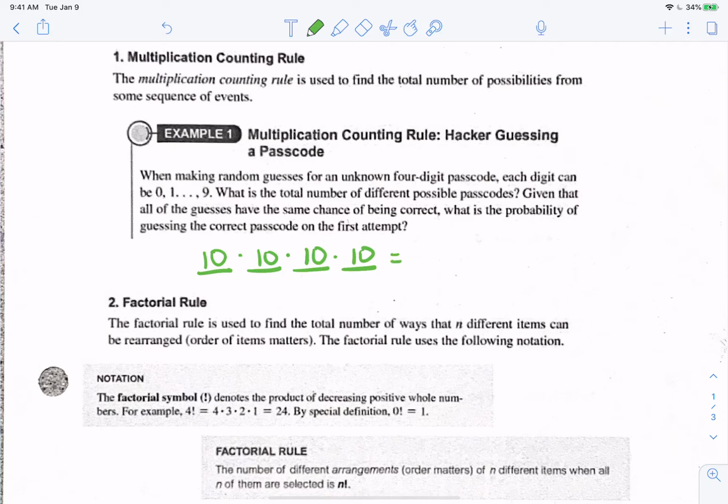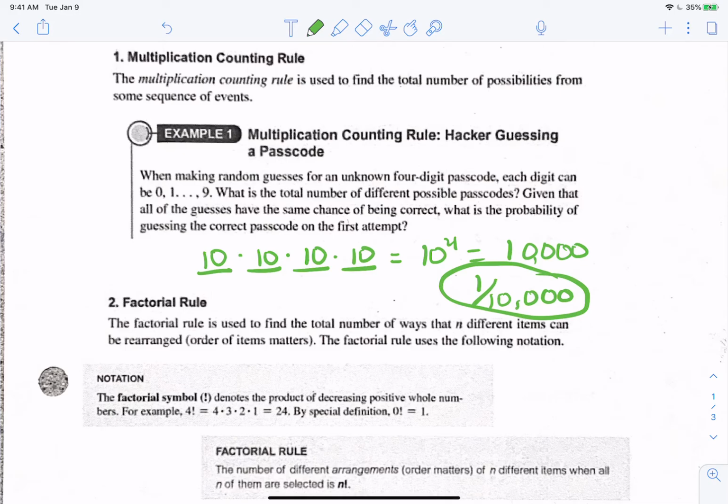Okay, so this is just 10 to the fourth power, which is 1 with 4 zeros. So there is 10,000 total passwords possible. What's the chance of me getting it correct if I randomly guess? 1 out of 10,000. So be careful on your homework assignment which one they're asking for. If they're asking for the number of combinations versus the probability, one is this answer, one is this answer. Be careful. Okay?